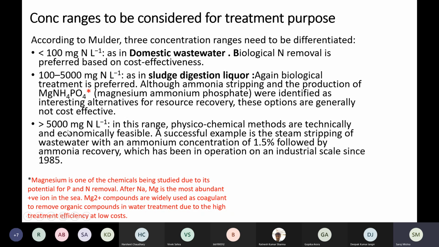However, if the level is more than 5000 milligram of nitrogen in the nitrate form per liter, then physicochemical methods are technically and economically feasible. Under these conditions, biological treatment is not desirable. That is, don't think that you have a consortium of microorganisms which you will use for treatment of this level of nitrogen. Physicochemical processes are required. A successful example is the steam stripping of wastewater with an ammonium concentration of 1.5%, followed by ammonia recovery, which has been in operation on an industrial scale. So is this clear to everybody?